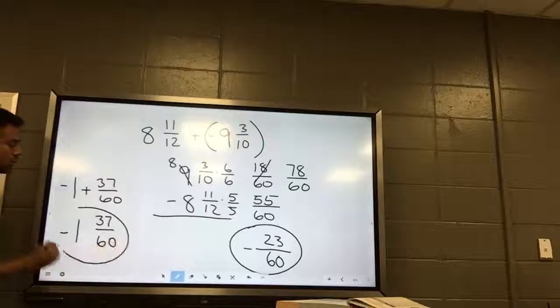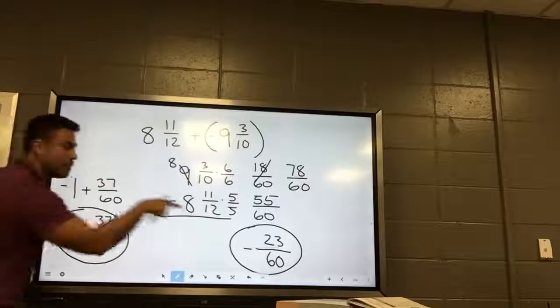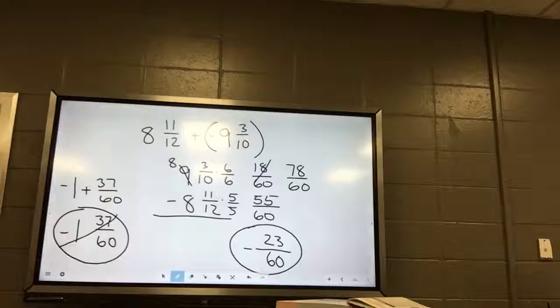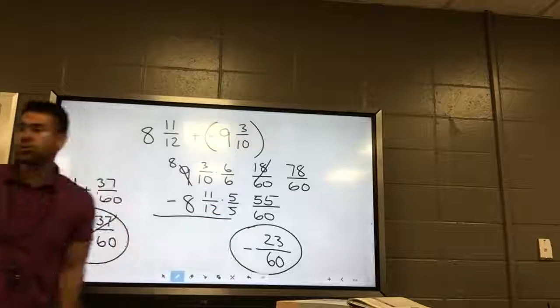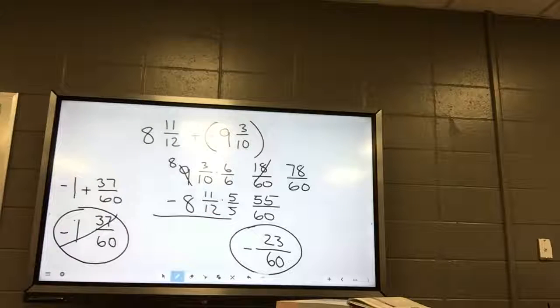But you don't write it this way, right? That's why I don't do it this way. That's weird. But do you see what you're getting? What's 60/60 minus 37/60? 23/60, and we knew it was negative. So be careful with that way. Yes, I'm glad we went over that.